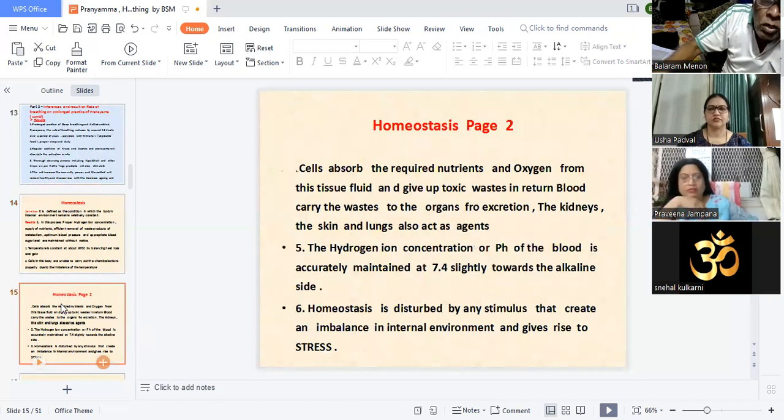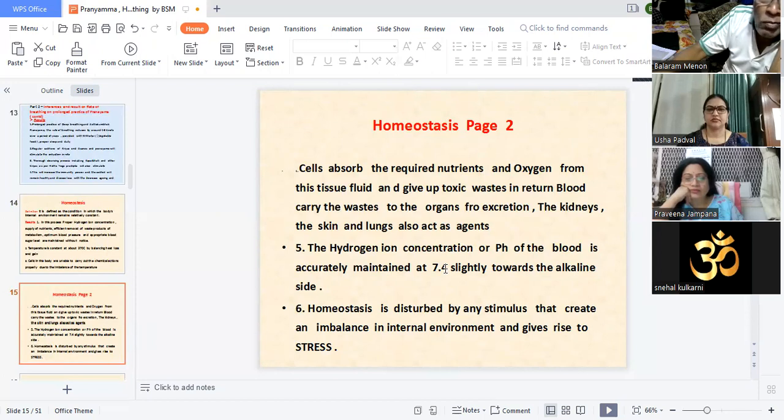Fourth, cells absorb the required nutrients and oxygen from the tissue fluid and give up toxic waste in return. Blood carries the waste to the organs for excretion. The kidneys, the skin, and the lungs also act as agents. Kidneys are for detoxification, removing the unwanted urine part. The skin also acts for sweat. Sweat also is a toxin which is to be removed from the body.